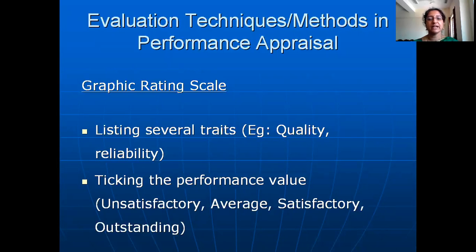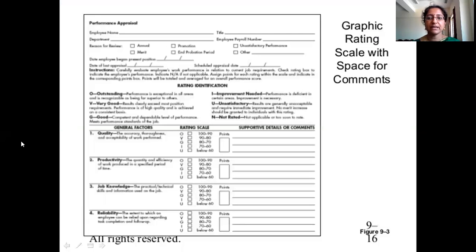For example, in terms of the quality trait, is the person unsatisfactory in terms of quality? Is the person average in terms of quality? Is the person outstanding in terms of quality? So this is the way in which you need to assess each of these traits by assigning a certain performance value. So here is an example of how a graphic rating scale would look like.